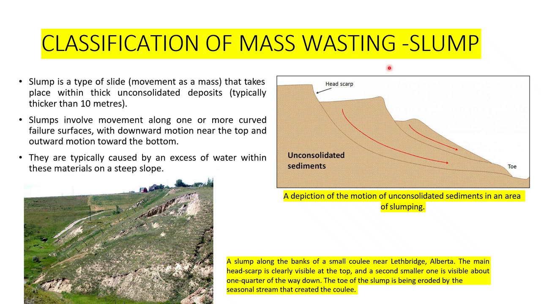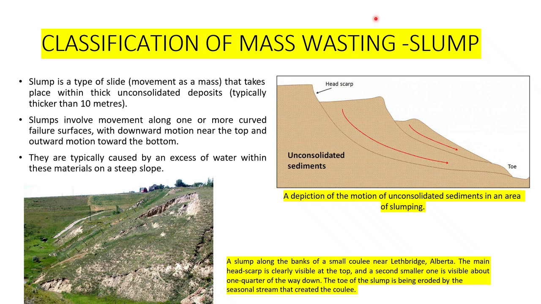So now we move into slumps. Slumps are a type of landslide characterized by the downslope movement of a mass of soil or other unconsolidated materials. The materials involved in a slump are typically thicker than 100 meters, and they form one or more curved failure surfaces. Slumps are typically caused by an excess of water within the materials, which makes it more likely to slide.